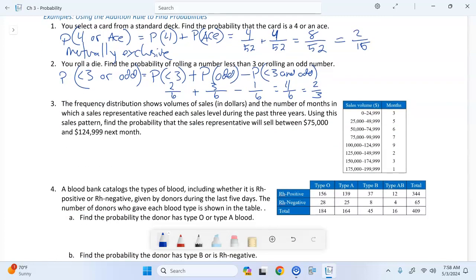A frequency distribution shows the volume of sales: the number of months in which a sales representative reached each sales level in the past 3 years. Using the sales pattern, we want to find the probability that a sales representative will sell between $75,000 and $124,999 next month. Are those events mutually exclusive or not? Is there any overlap in those events?